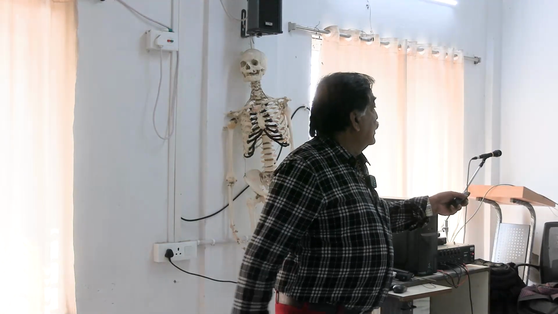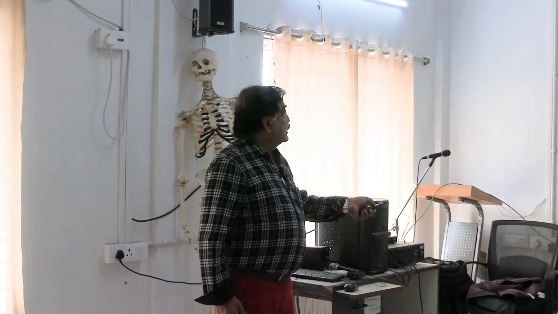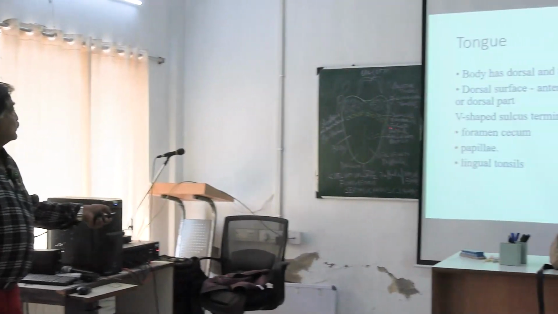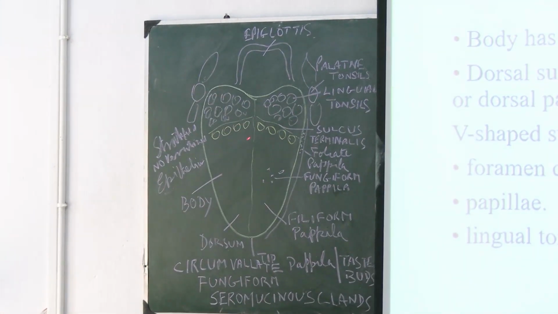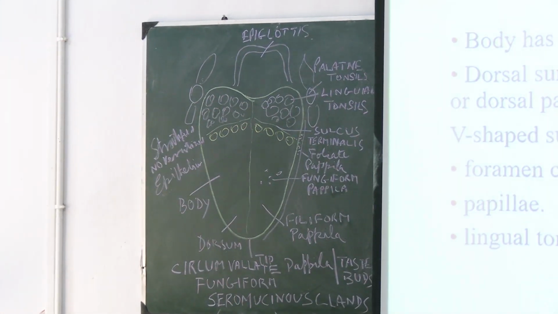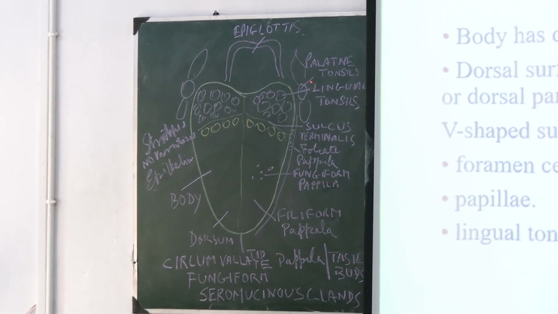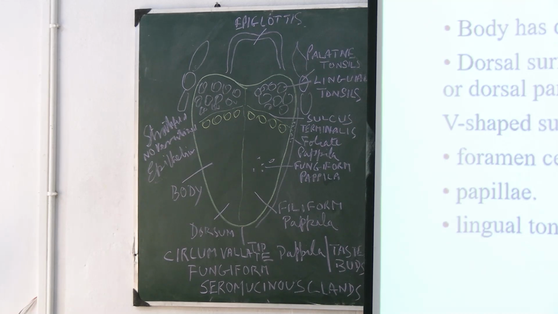Anterior to the sulcus terminalis, this foliate papilla, fungiform papilla, and circumvallate papilla are covered by stratified non-keratinized epithelium. This is the lingual tonsils. This is the epiglottis, palatine tonsils. Now, V-shaped sulcus terminalis, foramen cecum, papillae, lingual tonsils.